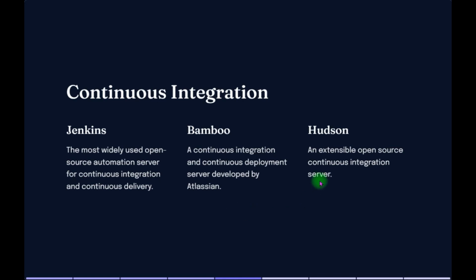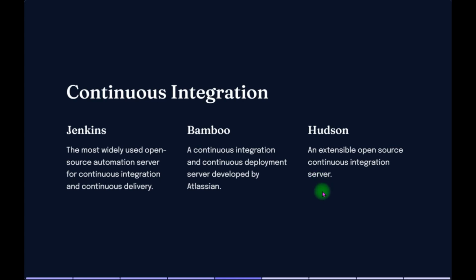And the last in the list we are having Hudson. Hudson was an open source automation server that was similar to Jenkins. But it was discontinued in 2016, but many organizations are still using it.